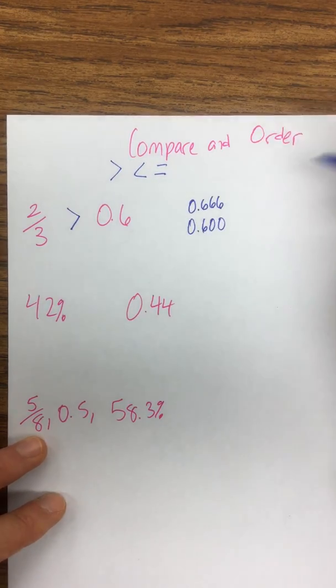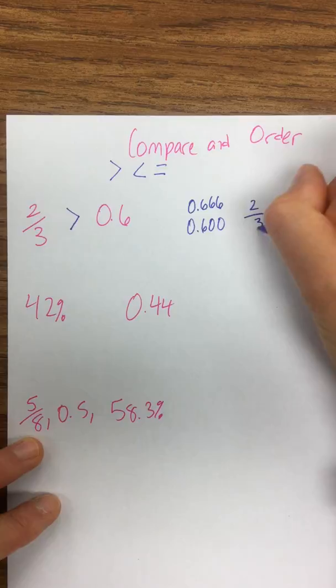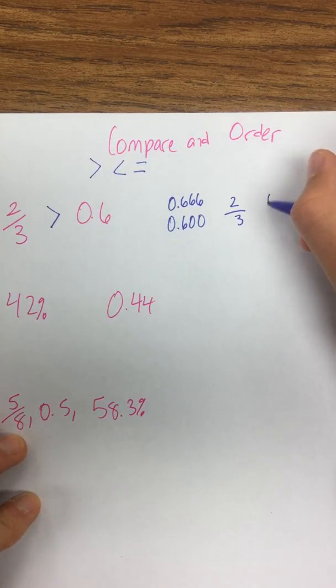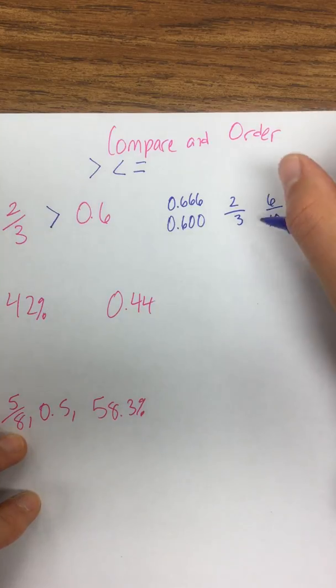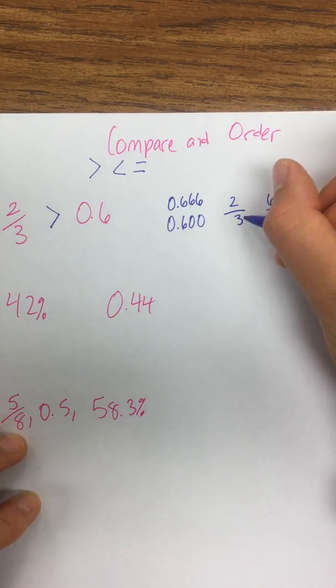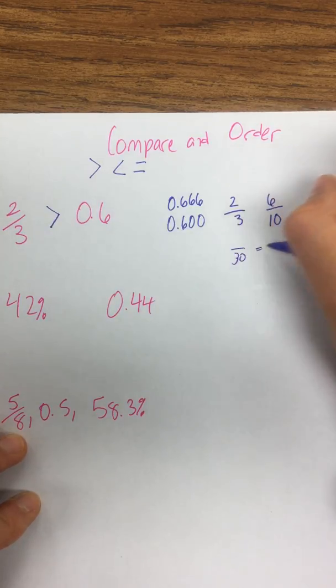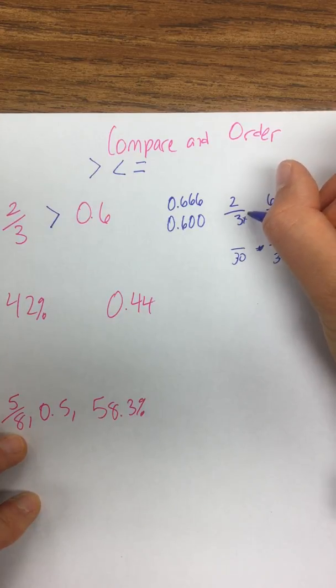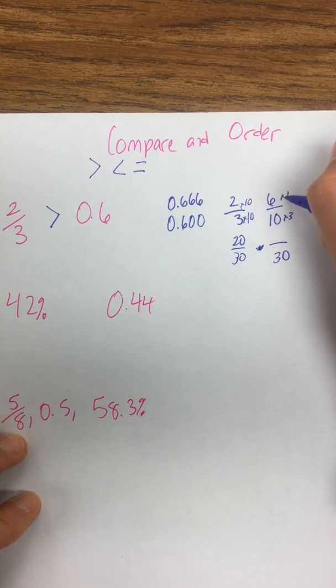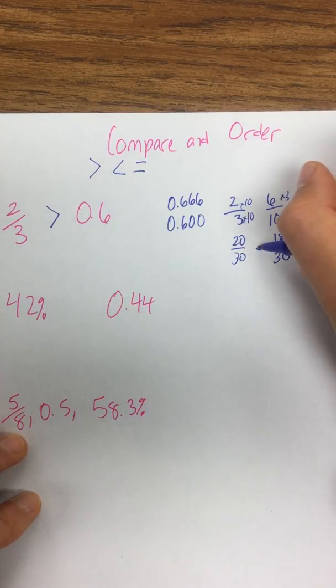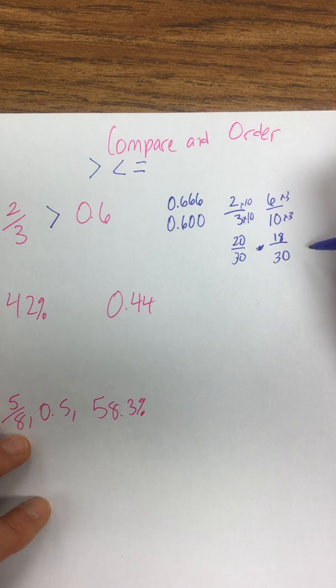I could also change them both to fractions. 2/3 is already a fraction. 6/10. And you can find a common denominator, in this case 30. So times 10, times 10, and that's going to be 20, times 3, times 3, that's going to be 18. So again, 20/30 is greater than 18/30.